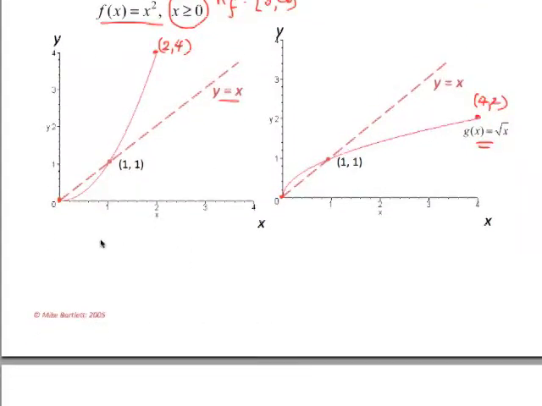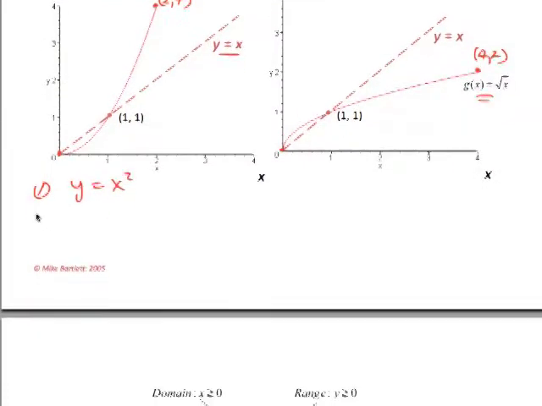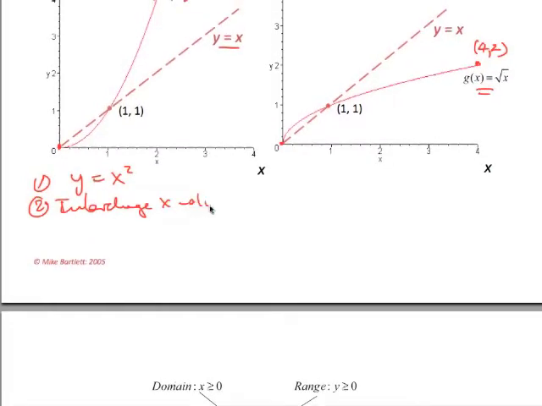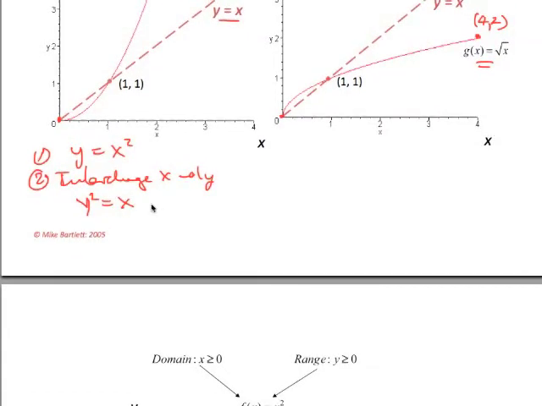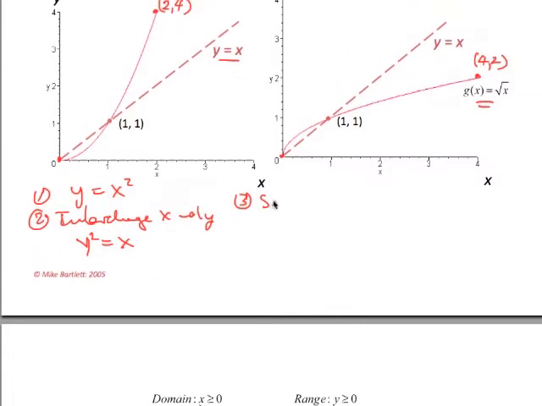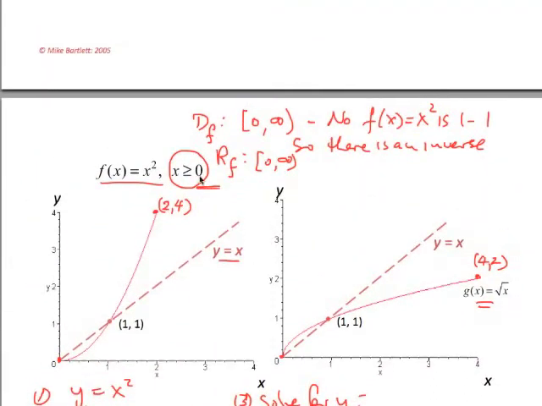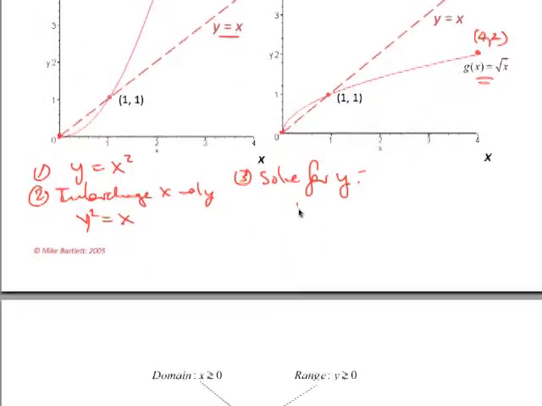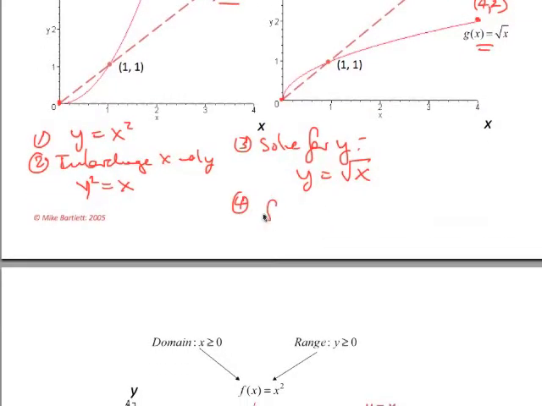You'll notice here that step 1 is we write it as y is equal to x squared. Number 2, interchange x and y, so we end up with y squared equals x, and then step 3, solve for y. Now notice, because of our domain we can only get a positive result here, so we end up with y is equal to the positive square root of x. And step 4, we call that our inverse.